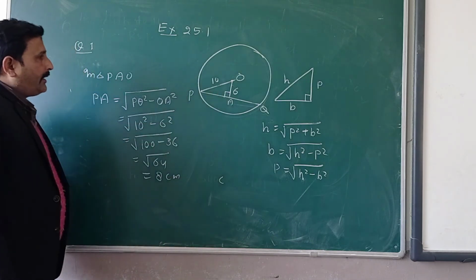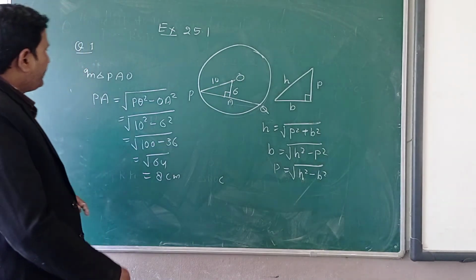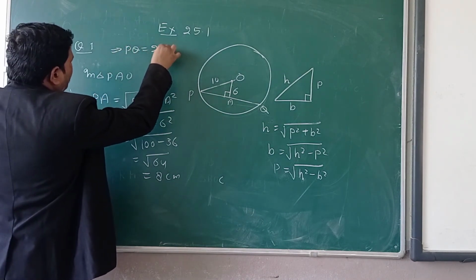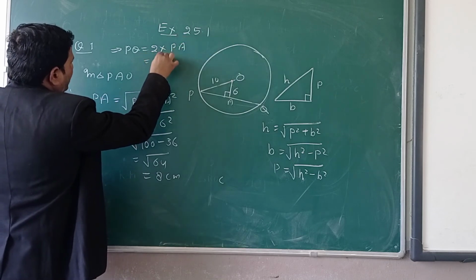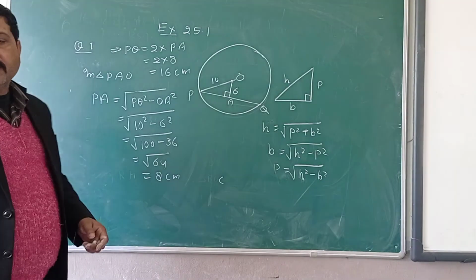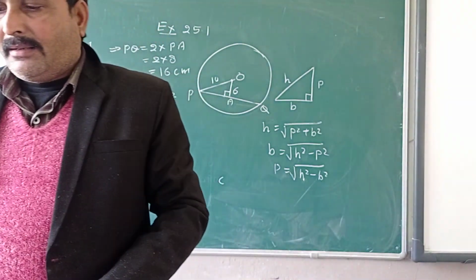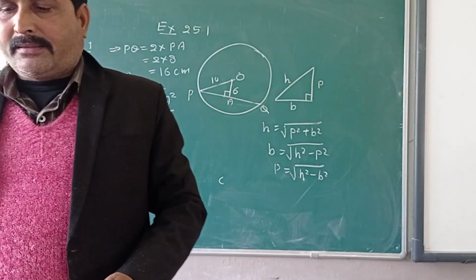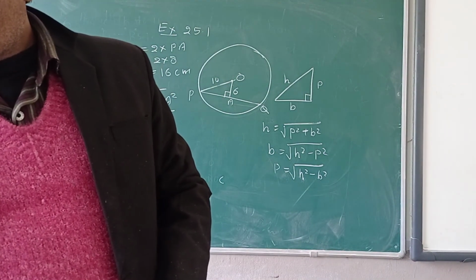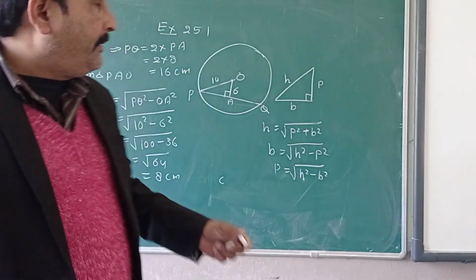This is PA. I know that the perpendicular from the center to the chord bisects the chord. This implies that PQ is equal to 2 into PA, 2 into 8, that is 16 centimeter. That is your answer. Questions 1, 2, 3, 4, 5 you have to solve. Questions 6, 7, 8 and 9 are true and false.